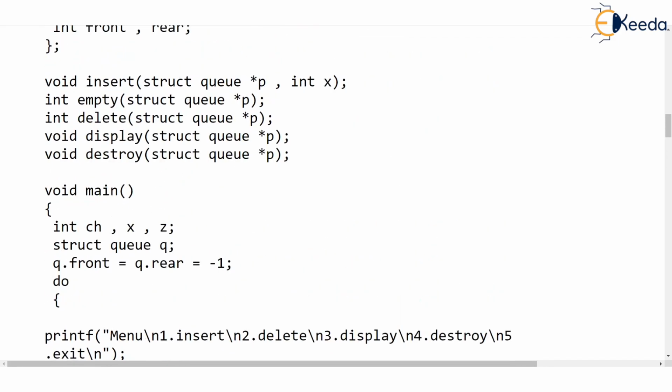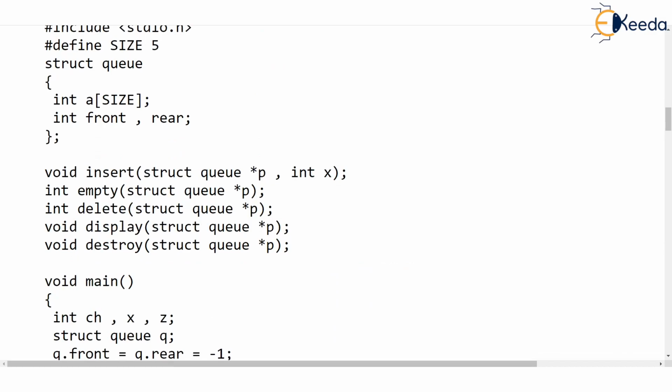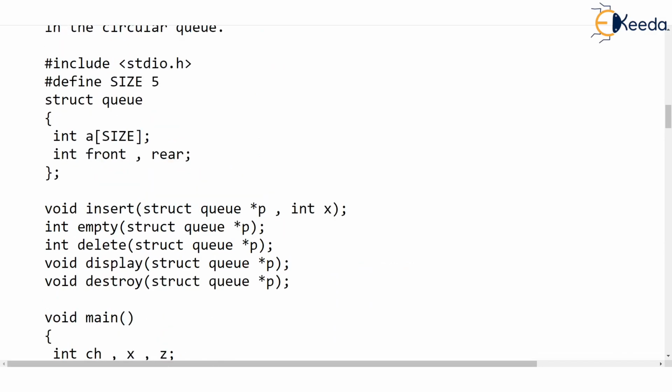Well, above main I have declared all the functions. Now these declarations are important because I have defined all these functions below main. And as you all know, if the definition of the function is below the call, below the main, then the declaration has to be done above. So all the declarations have been done.